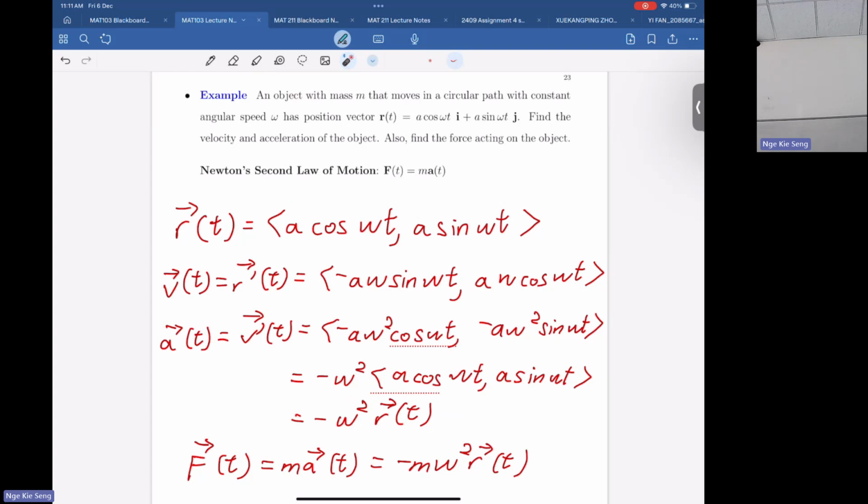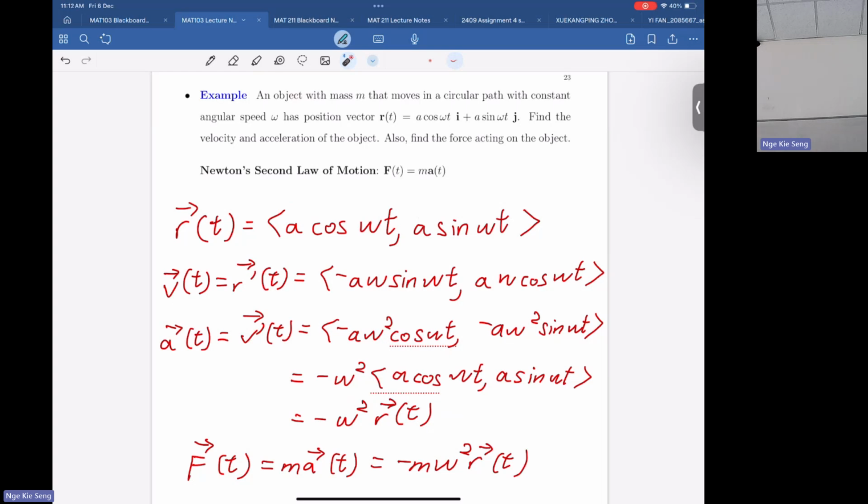This question is very clever, or this physics is very clever, because it calls the scalar inside the angular speed. Meaning if you change this omega, your curve will move faster. I'll say another thing later. Find the velocity and the acceleration of the object. Also find the force acting on the object. First determine what it wants us to find. Velocity means finding the tangent vector. Acceleration is the derivative of the tangent vector.